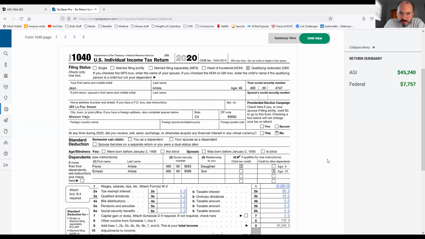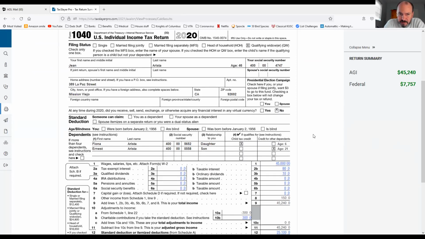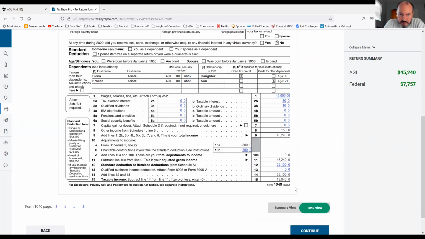So we've got our taxpayer. We've got the qualifying widower filing status indicated. We have the son and the daughter. We have the amount of W-2 wages. We have interest and dividend income. We have that prize on line 8. Okay, cursor down a little bit. And then on line 10a, it shows at $300. And 10b, it shows at $300. And if you look at line 9 and subtract 10b, then it comes to, does it do it?